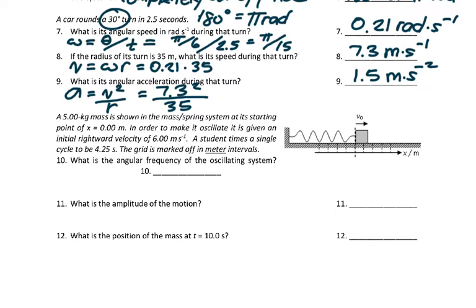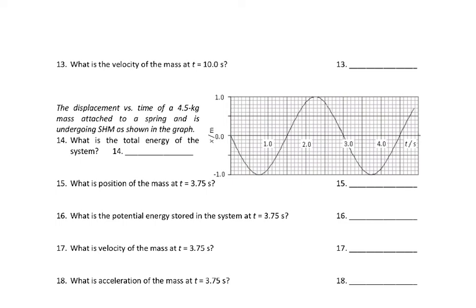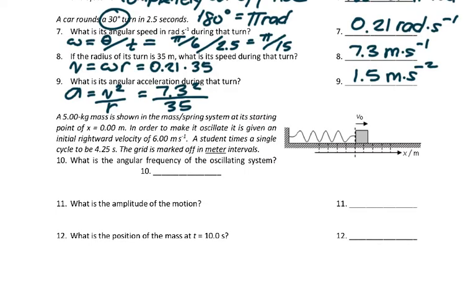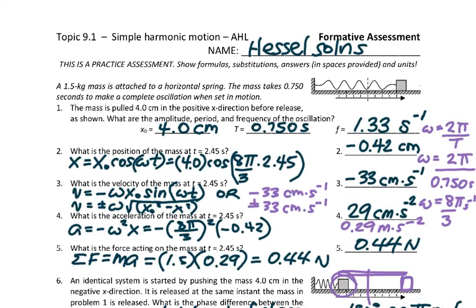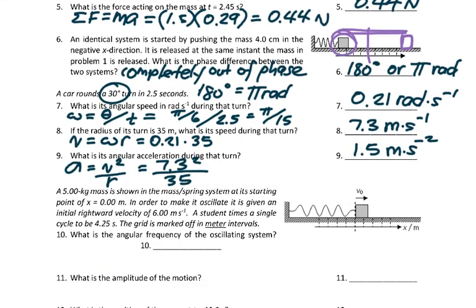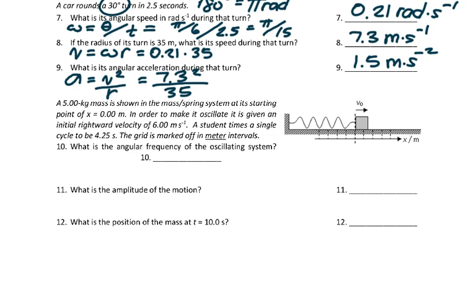Okay, so for numbers 10, 11, 12, and 13, we're dealing with a spring, another simple harmonic oscillating spring, but this time the mass is being released, or being pushed really, from the equilibrium position. It's given an initial velocity v naught, whereas the one earlier was starting from the amplitude position, the maximum displacement. So we know the mass, and we're given that initial velocity of 6 meters per second. It says single cycle, so the period is 4.25 seconds.